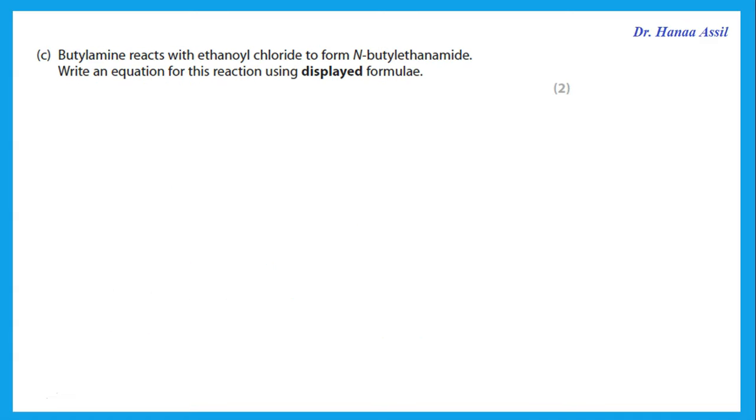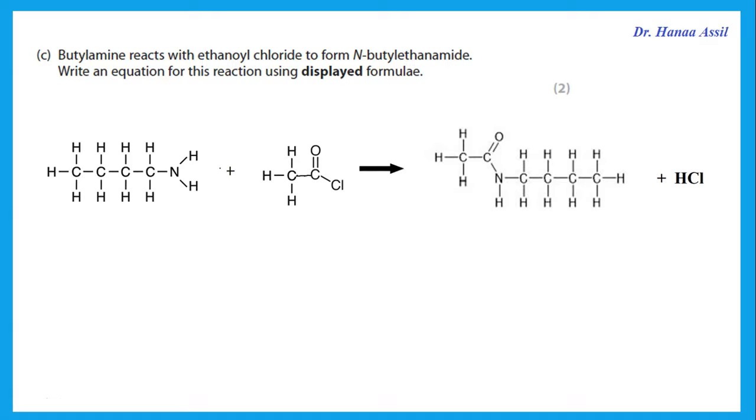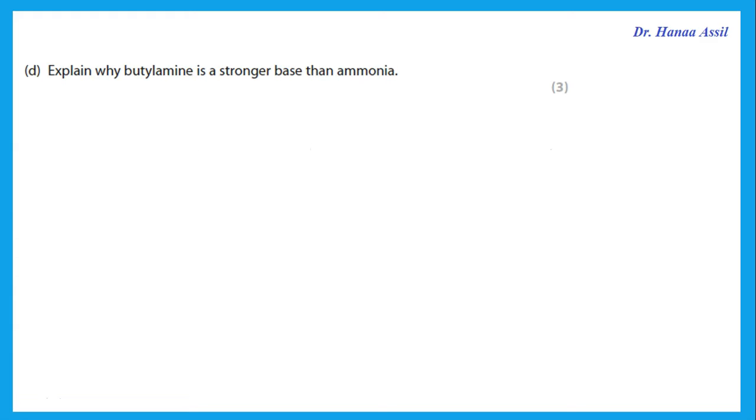Butylamine reacts with ethanoyl chloride to form N-butyl ethanamide. Write an equation for this reaction using displayed formulas. So how do we draw butylamine plus ethanoyl chloride to give the product? Of course, you should know that the product is the nitrogen replacing the Cl to form an amide linkage, plus the hydrogen and the Cl that were removed. The other product is HCl. Please remember, if he's asking for displayed, then we should give displayed.